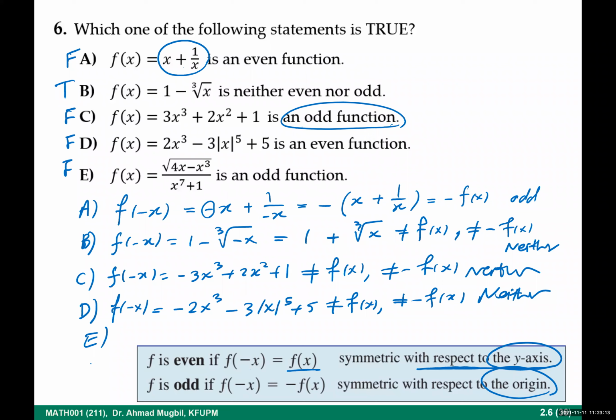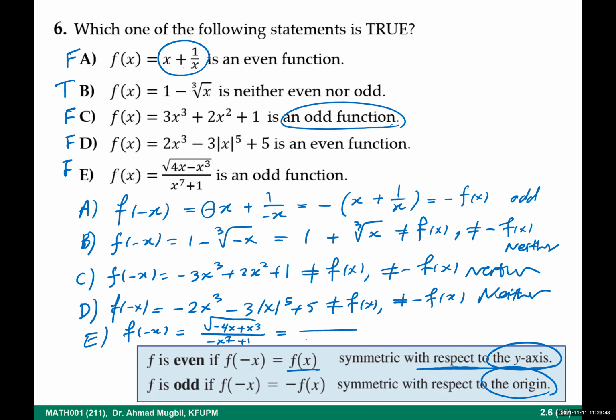It is also neither. The last one, it is odd, not odd. So what is it? Even. Replace x by negative x, what you will get? Negative 4x plus x to the power 3 over negative x to the power 7 plus 1. This is square root. We cannot, of course, take a negative as a common factor and take it out. So what is inside the square root will stay as it is. And what is in the denominator? Is it the original function? No. Is it the negative of the original function?